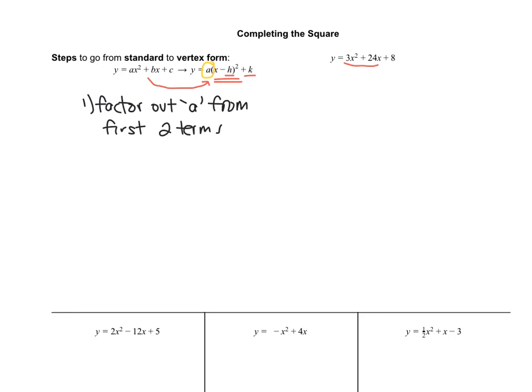And the reason I'm not factoring out the 3 from the last term is because notice we have this k value at the end, which means there's going to be a constant at the end. So what's the point of factoring out the a value from the last term if it's going to become k at some point? So step 1, let's factor out the 3 and only the 3 from the first two terms, which means I'm going to be left with x squared plus 8x. And then on the outside, plus 8. Okay, so we dealt with the a value.